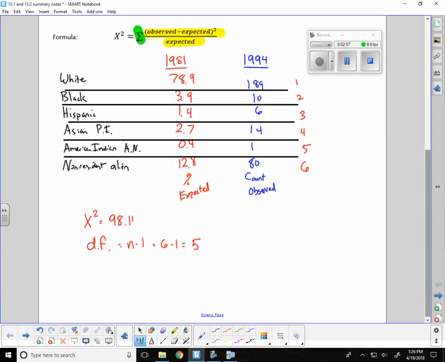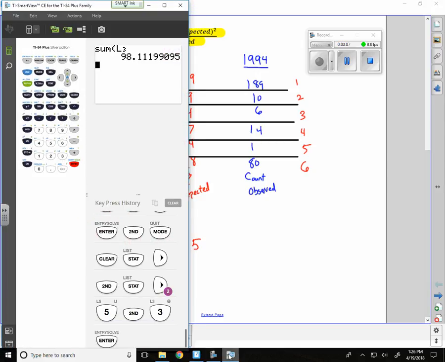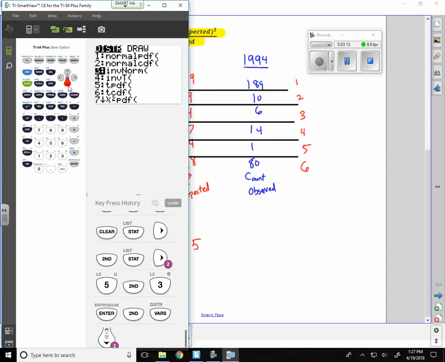And so right off the bat, with this being so large, we should probably know that it's almost impossible to happen by chance. If we want to calculate the actual probability that it happens, then we're going to go to our distributions. And we want chi-squared CDF. What's the cumulative density for this chi-squared? Number 8.